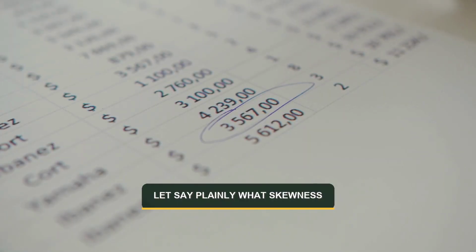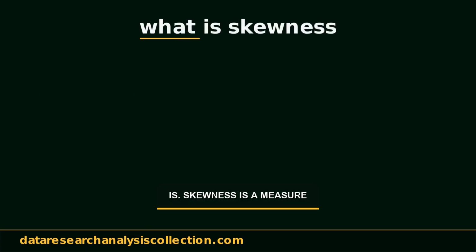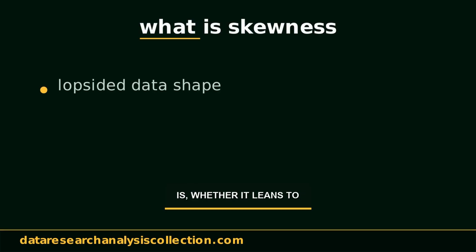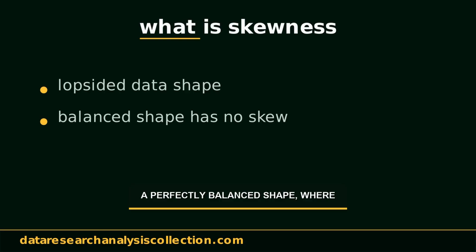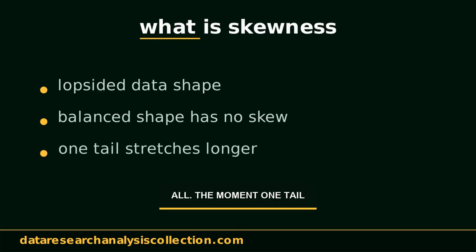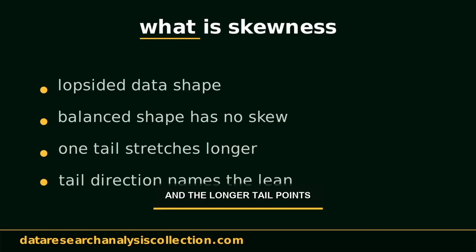Let me say plainly what skewness is. Skewness is a measure of how lopsided your data is, whether it leans to the low side or the high side, rather than sitting evenly around its middle. A perfectly balanced shape, where the left half mirrors the right, has no skew at all. The moment one tail stretches out longer and thinner than the other, that stretch is the skew, and the longer tail points in the very direction your data is said to lean.